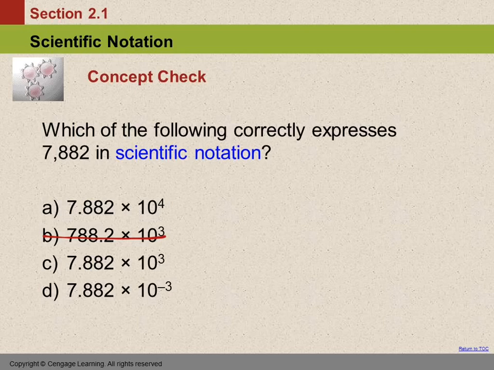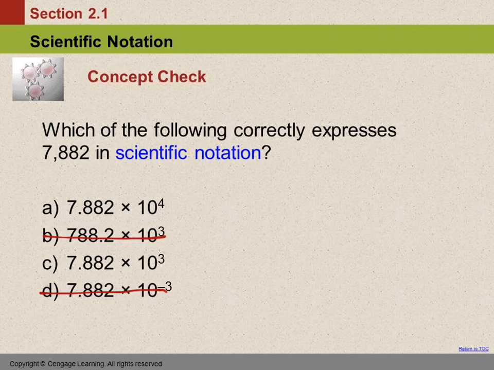Look at that original number, $7,882. I would love to get $7,000, right? That's a positive exponent number, right? So letter D can't be correct because it's got a negative exponent. So we can just get rid of that one. So now we've narrowed it down. If you're guessing, you've got a 50-50 chance of guessing correctly, but of course we're not going to just do that.